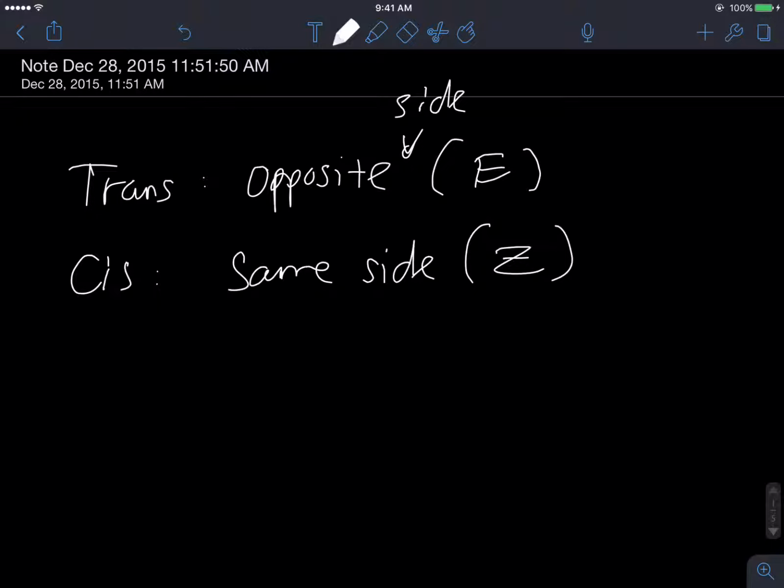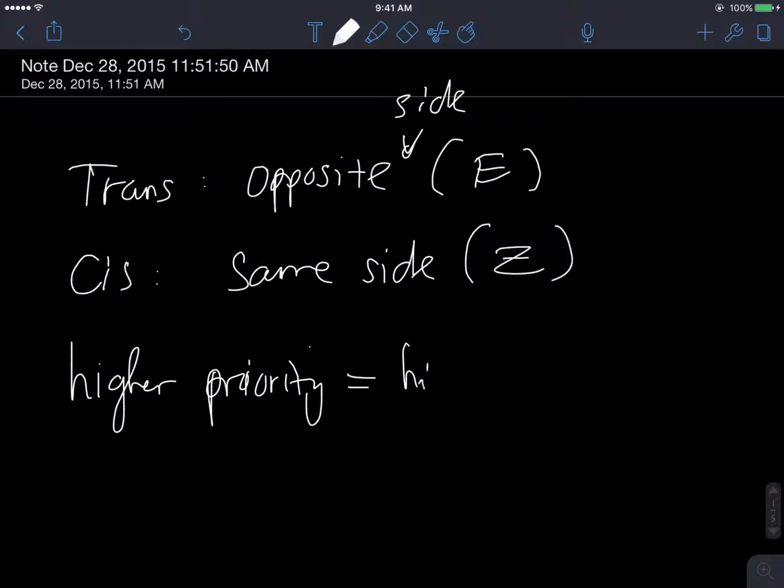When we try to find out which one is the biggest group on each side of the double bond, we're looking for the high priority. The group that has higher priority is the biggest group. Priority means higher atomic number.